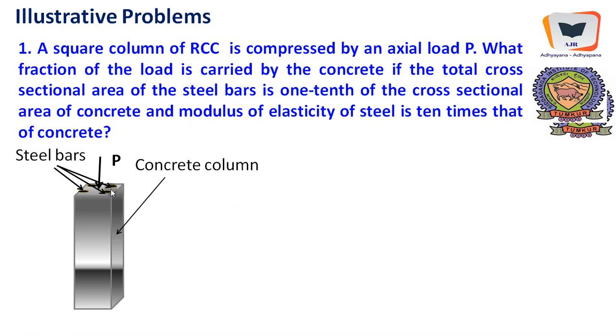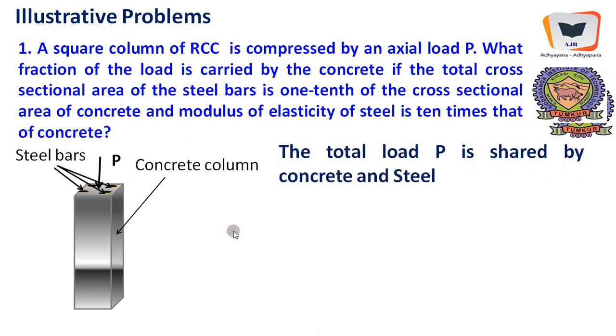Here is a concrete column. Here are the reinforcements. There is a load that is being applied exactly at the axis of the concrete column. The total load P is shared by the concrete and steel. This is typical of a composite action. Of course, P equals PC, the load carried by concrete, plus PS, the load carried by steel.